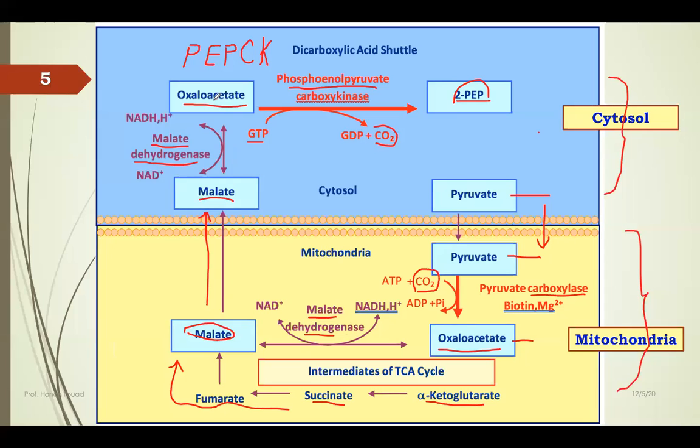By reversal of the reaction, malate is converted to oxaloacetate by removal of hydrogen atom, and then oxaloacetate by the long enzyme PEPCK is converted to PEP, phosphoenol pyruvic acid, which is an intermediate molecule of glycolysis. By reversal of glycolysis, we can synthesize glucose. Is everything clear?